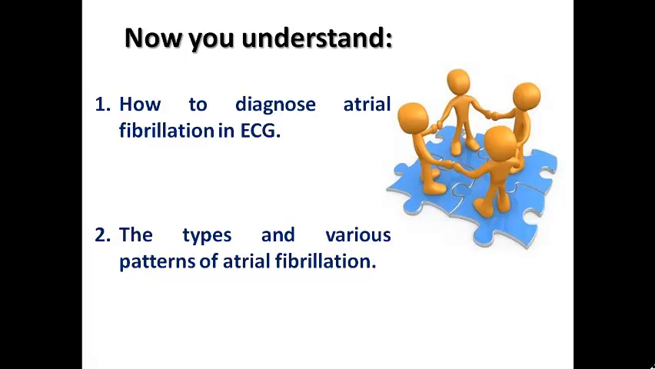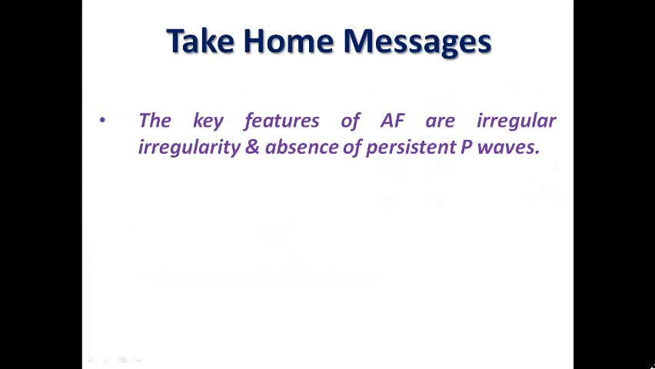Of course, we didn't deal here with the classification regarding the timing or the duration of atrial fibrillation into paroxysmal, persistent, long-standing persistent, or permanent, because this is a clinical classification rather than an ECG classification. We cannot classify atrial fibrillation into paroxysmal or persistent depending on the ECG. It depends on the history. And so we learned today the various patterns of atrial fibrillation.